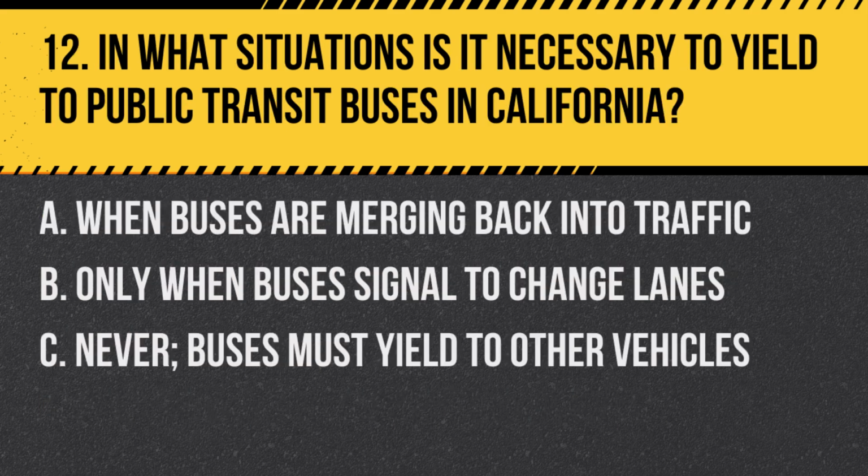Question 12. In what situations is it necessary to yield to public transit buses in California? A. When buses are merging back into traffic. B. Only when buses signal to change lanes. C. Never. Buses must yield to other vehicles.